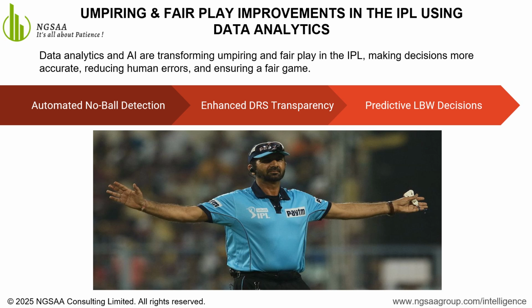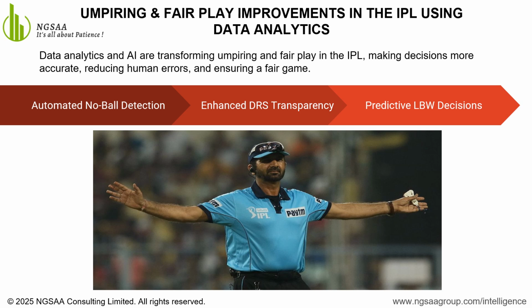Technology has significantly improved the accuracy of umpiring decisions, helping reduce human errors and making the game fairer for players and fans alike. There are 3 key innovations. 1. Automated no-ball detection. AI-powered cameras instantly detect front-foot no-balls, reducing dependency on on-field umpires and ensuring consistency.